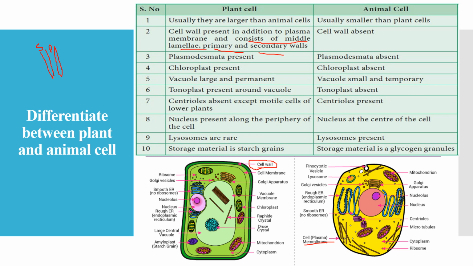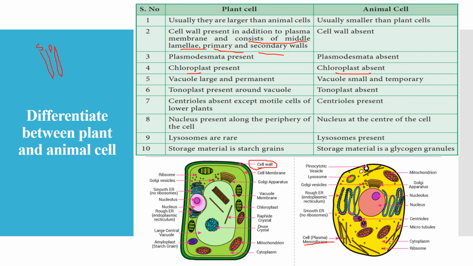Next is chloroplast. In plant cell chloroplast is present because in chloroplast green color is present, and green color is because of chlorophyll, and that's why the plant cells are green in color because of presence of chlorophyll in chloroplast, whereas in animal cell chloroplast is absent because the color is not green, that's why, because chloroplast is absent.